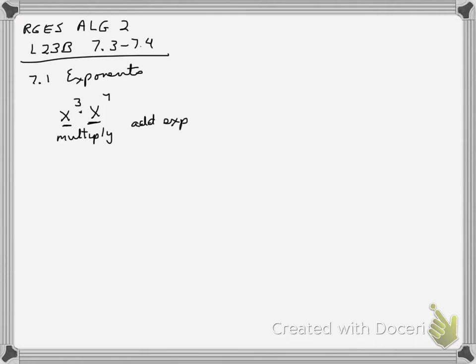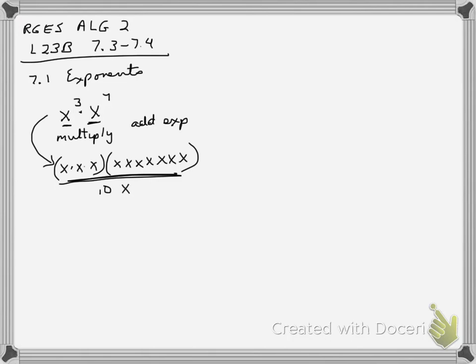Now, it's easy to think about that visually. If I'm multiplying x cubed, that would be multiplying 3 x's together. And if I'm multiplying it by x to the 7th, that would be multiplying by 7 more x's. 4, 5, 6, 7. How many x's do I have in all? I have 10 x's. So I've added. So this would be x to the 10th. I always think about this visually if I get stuck for any reason.